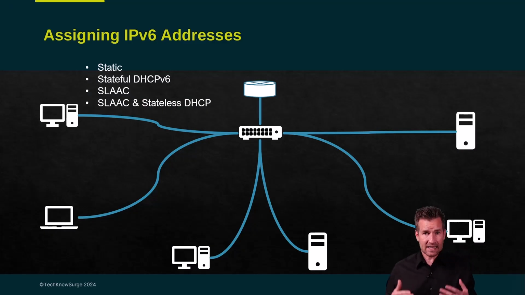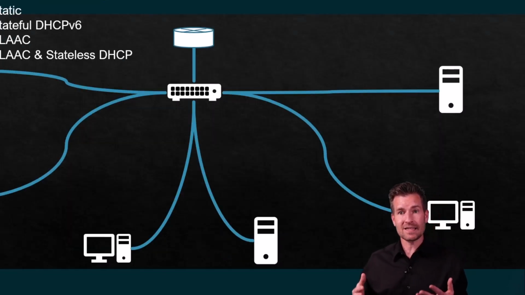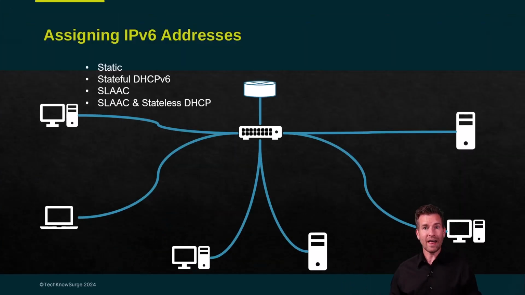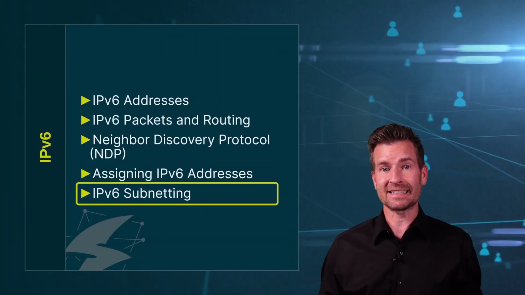Then we got into how we are going to assign IP version 6 addresses to the machines. We can statically assign addresses to a machine so it can have access to the network. Or we could set up a stateful DHCP version 6 server and it will hand out addresses. Or we could set up SLAAC, or we could set up a combination of SLAAC and a stateless DHCP server.